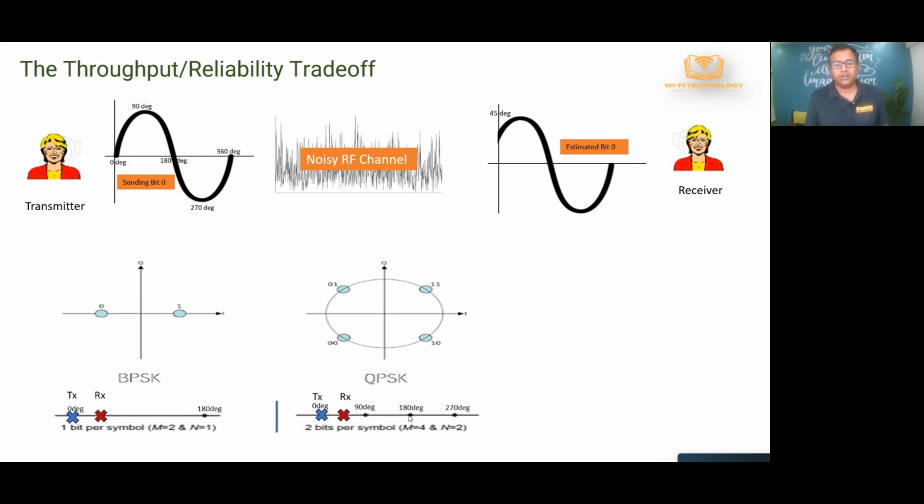Now all of this does not matter if this doesn't exist. If this channel is not noisy at all and it's a very, very clean channel, then you don't need to worry about any of these things, right? Then you can go to a very high modulation rate. But that's not what the real world is. The real world is a noisy channel.